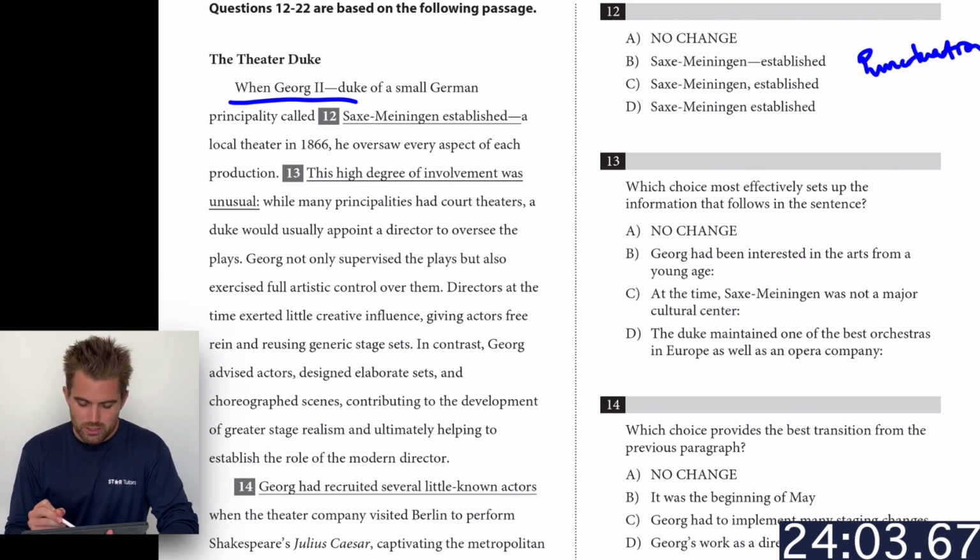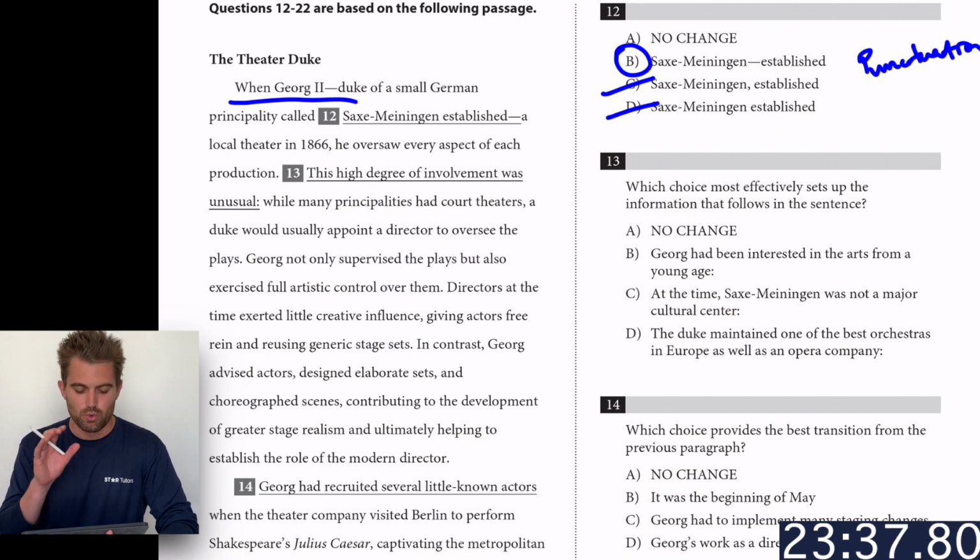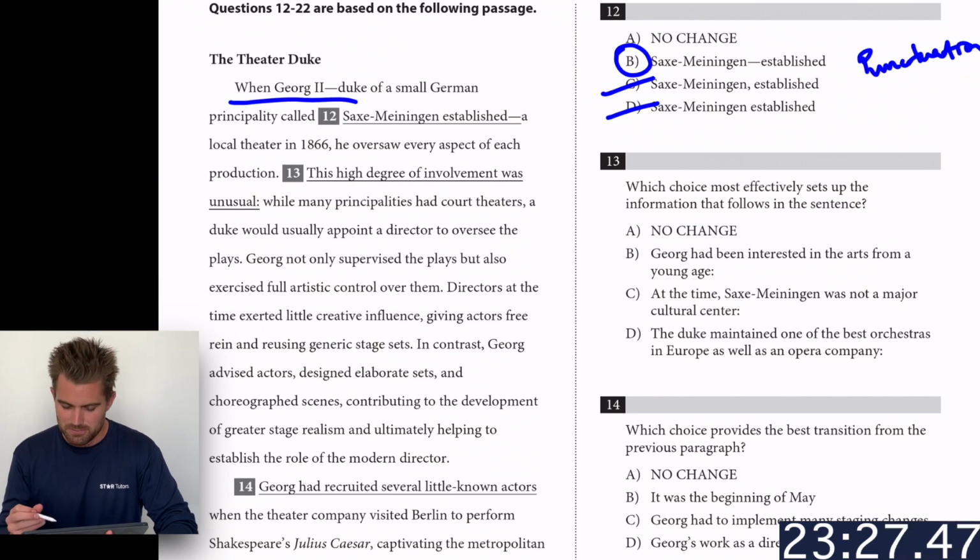So right away, we know it's got to be either answer choice A or B, because the other two don't have colons underlined for 12. "When George II, colon, Duke of a small German principality called Saxe-Meiningen, established a local theater in 1866." So yeah, you want B, because you want "established" outside, since everything inside those colons should be able to be removed. "Established" is not a word that can be removed from that sentence for it to still make sense. It's the primary verb of the sentence, so it's got to be B.